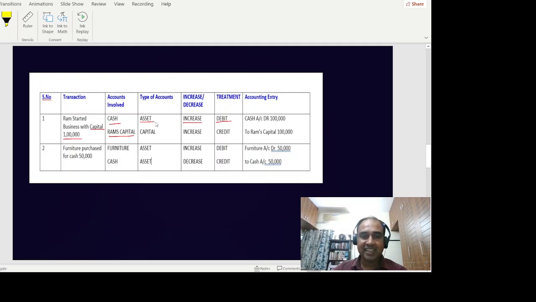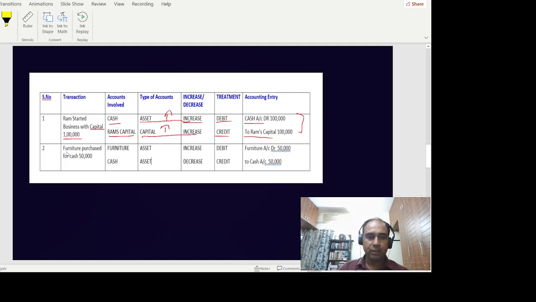Asset, when it is increasing, what we have to do? We have to debit it. Capital, what happens to the capital? When I'm starting a business with capital, the capital in the business will increase, right? And when capital is increasing, we have to credit. Entry will be: cash account debit to Ram's capital account. Why is cash debited? Because asset is increasing. Why is Ram's capital credited? Because capital is increasing. When capital is increasing, we have to credit. Clear, guys? This is entry number 1.